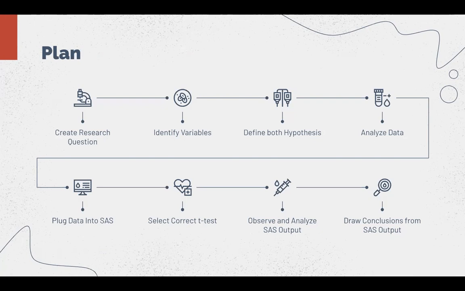We analyzed the data we were given and plugged the data into SAS. We selected the correct t-test. We decided to do a 2 independent sample t-test to analyze the data. And then we observed and analyzed our SAS output in order to draw our conclusions from the output using our p-value and the test statistic. Also using the histograms and the QQ plots from SAS to further analyze our data.